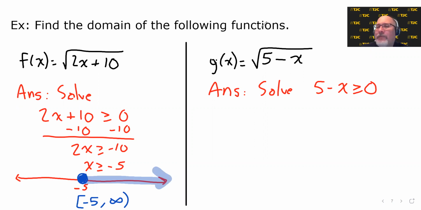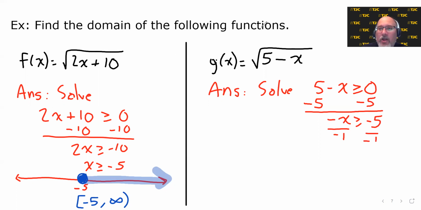To get rid of the 5 in front, I'm going to subtract 5 from both sides. I know this is a subtraction problem and the opposite of subtracting is adding, but the 5 is positive and we need to counteract it with a negative 5. That would leave a negative x on the left, greater than or equal to 0 minus 5 is negative 5 on the right. And now to get the x by itself, we treat the negative in front like it's a negative 1x and then divide both sides by negative 1. Warning!